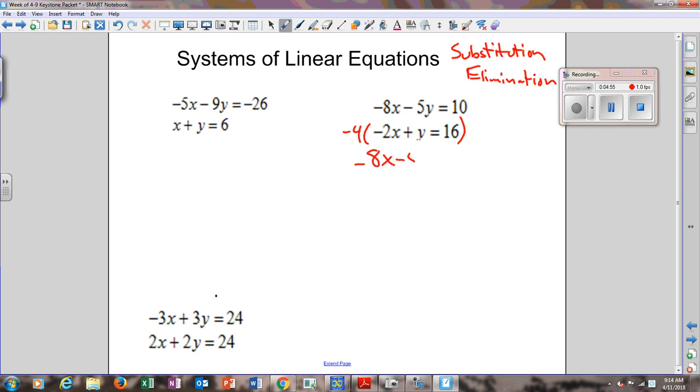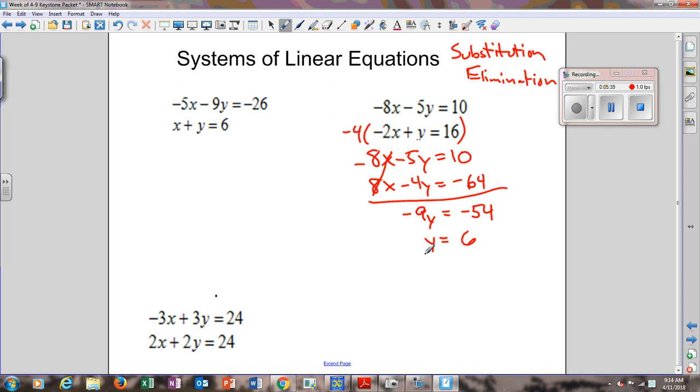Now the top equation just carries down. Always rewrite it. And the second equation is going to become positive 8x minus 4y equals negative 64. Now negative 8x, we just add these two together. So negative 8x plus 8x, those cancel. Negative 5y minus 4y gives you negative 9y. And 10 minus 64 gives you negative 54. Then divide by the negative 9, you get y equals 6.